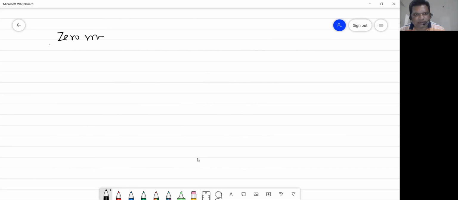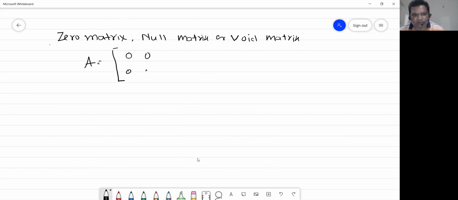Zero matrix. It is also known as null matrix, or it is called void matrix. So zero matrix, null matrix, or void matrix. What is this? I will write a matrix A. It is a zero matrix. Elements are 0, 0, 0, 0. It is of order 2 rows and 2 columns, 2 by 2.